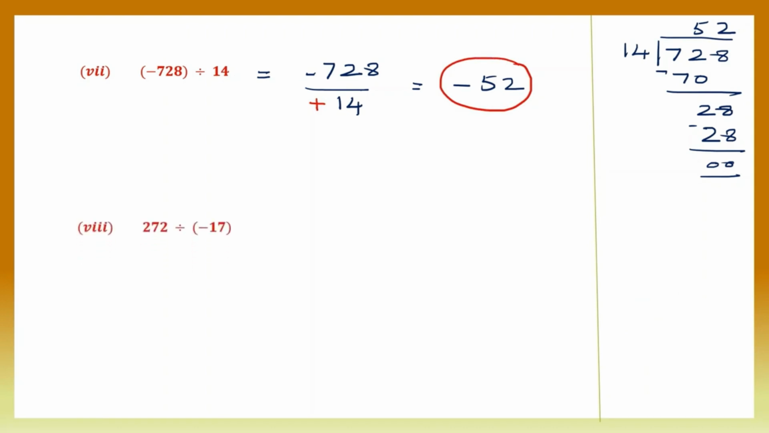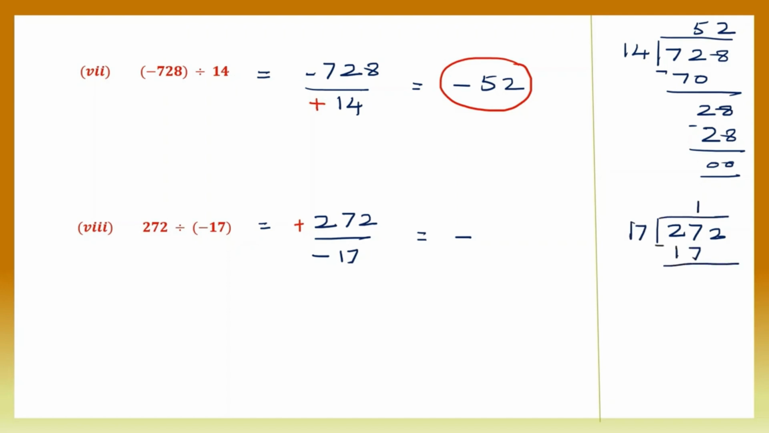Next question, 272 divided by minus 17. So 272 divided by minus 17. So let's give this a plus sign. Signs are different. So plus and minus. So the answer will be negative. Now let's divide 272 by 17. Let's get a number close to 27. So 17 ones are 17, minus, 0, 1 and 2.